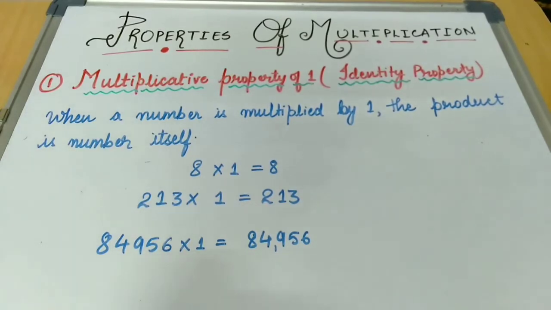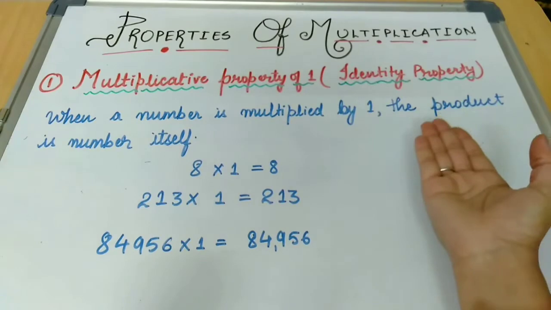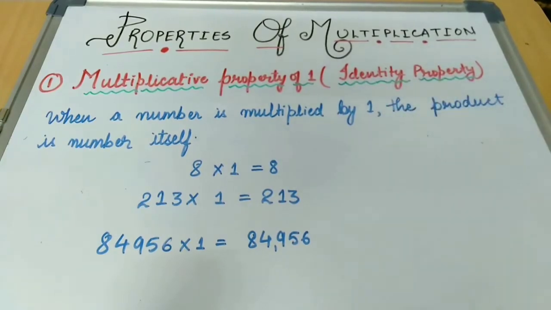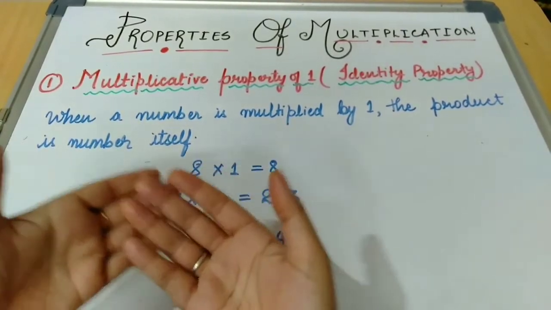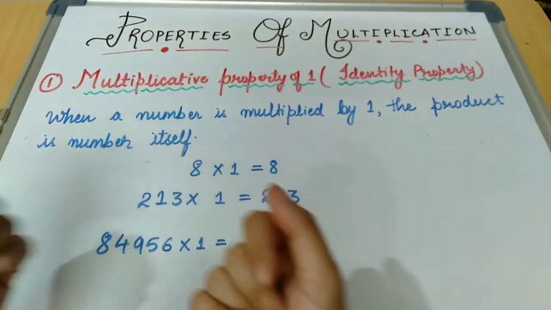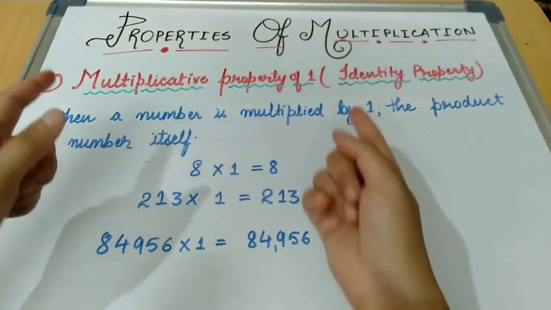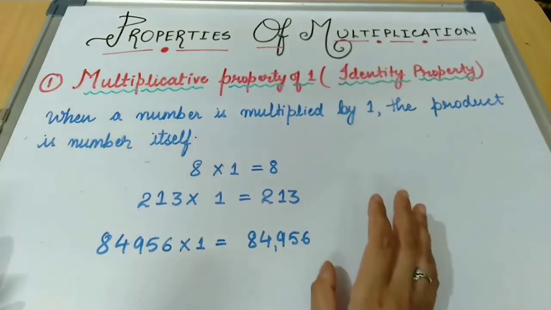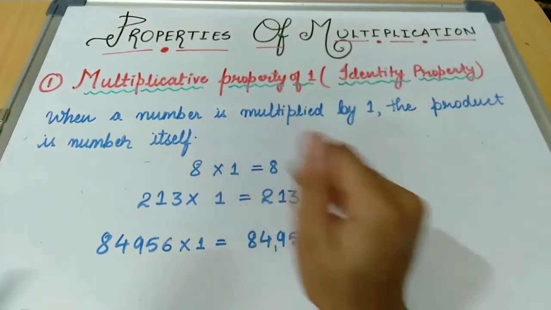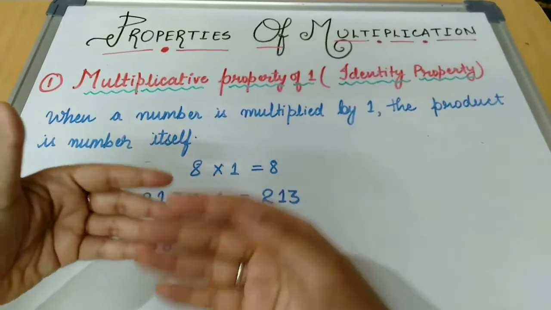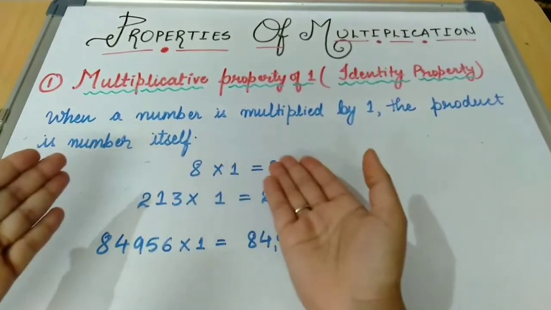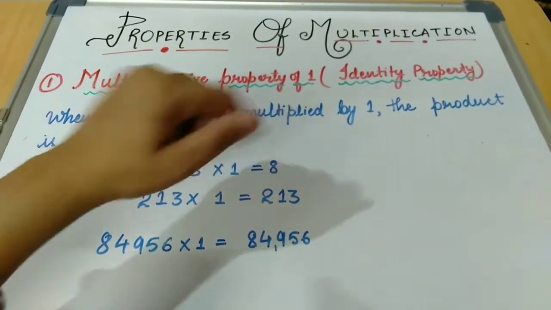So the first property is the multiplicative property of 1, also known as the multiplicative identity property, or we can say identity property. It is the same as the additive identity property. When a number is multiplied by 1, the product is the number itself. We can take any number, if we multiply it by 1, we get the same number. That's why it is known as the identity property.